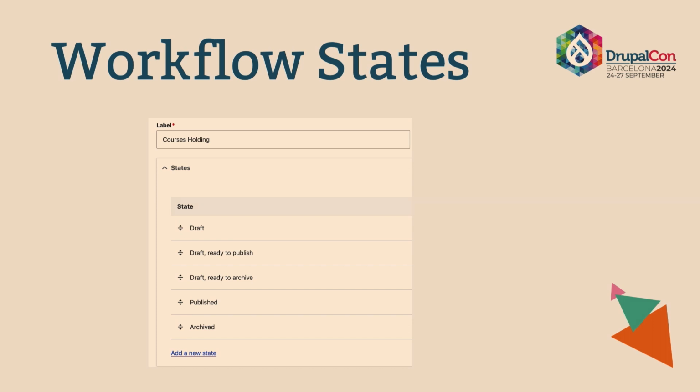And these states will apply to the revisions of the content, as well as applying to the published version as well. So you might have something it's live, it's available to the public, but the next version will be a draft and it's ready to archive. So the course will be removed from the website, removed from public view.